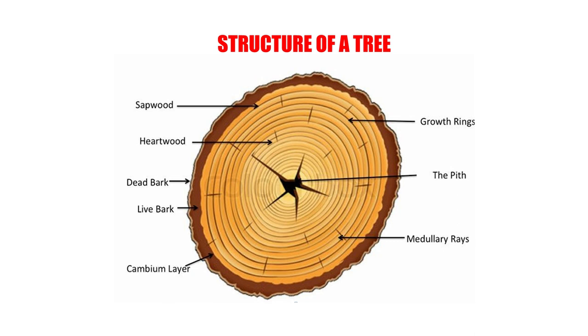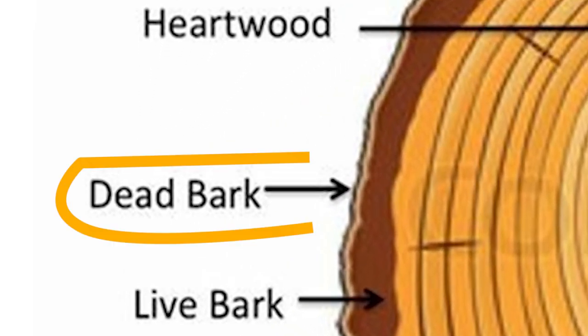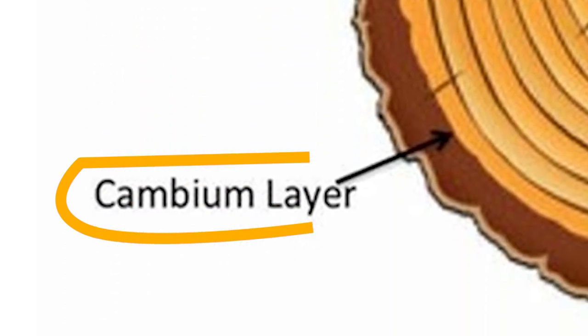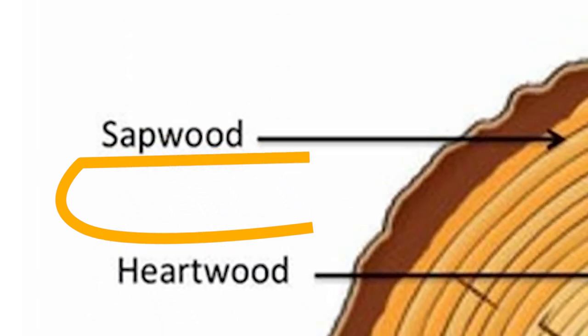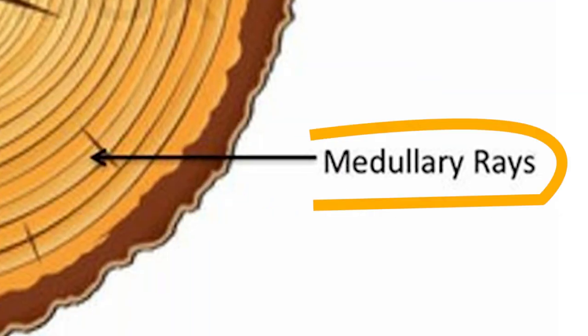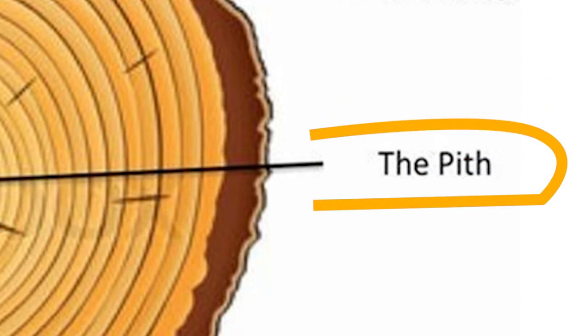So we can say wood structure basically consists of 1, the dead bark, 2, live bark, 3, cambium layer, 4, sapwood, 5, heartwood, 6, medullary rays, 7, growth rings or annual rings, 8, pith, and so on and so forth. I'm sure you followed me along on that. That was very good of you.